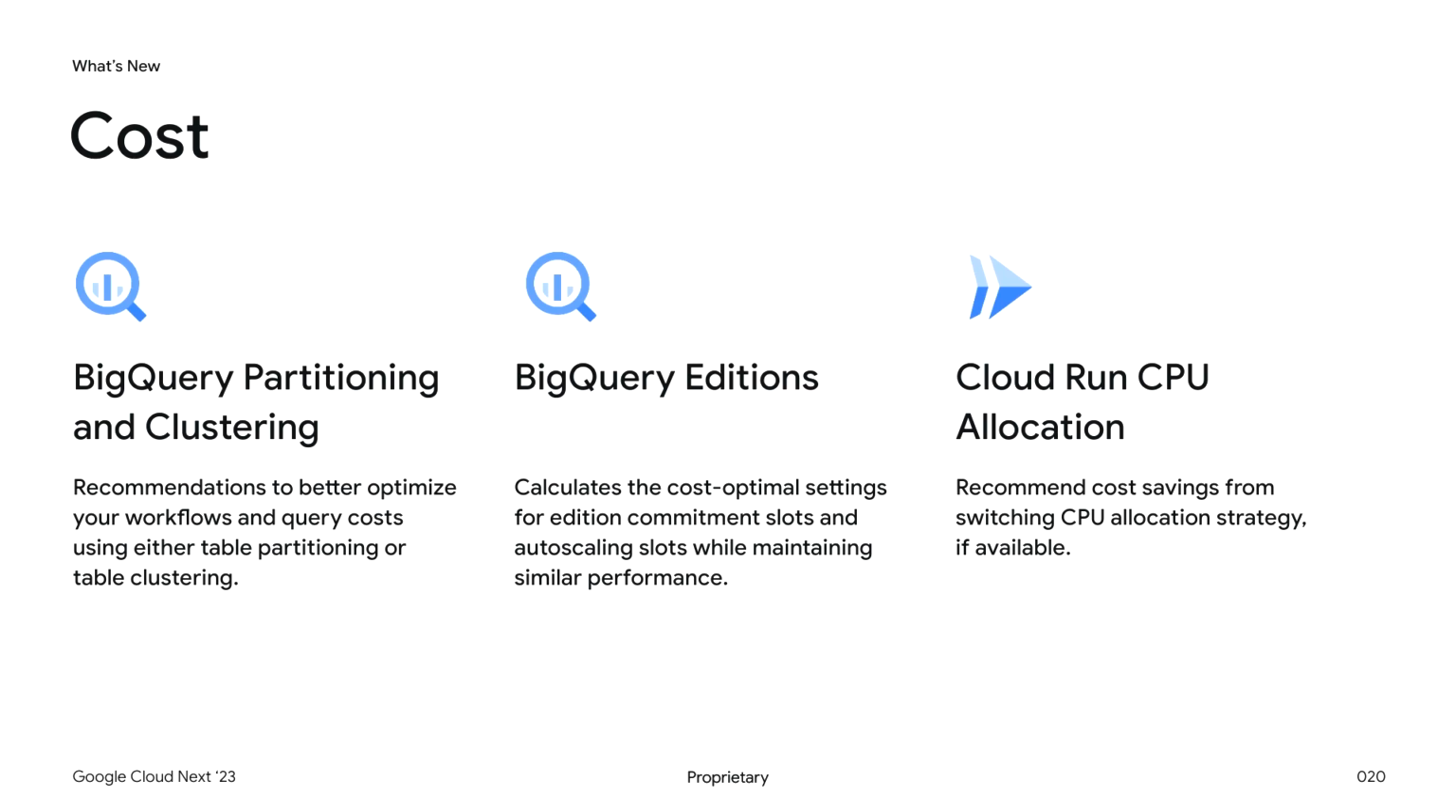The third cost recommendation is the Cloud Run CPU allocation recommendation. This helps you figure out whether your CPU allocation strategy can be switched up when that's appropriate in order to save you money. Bear in mind, it's not always appropriate.